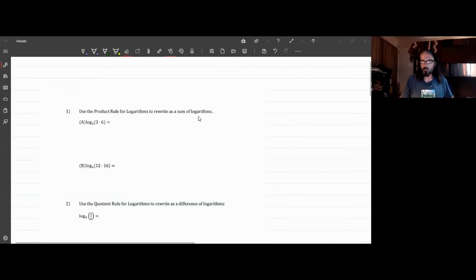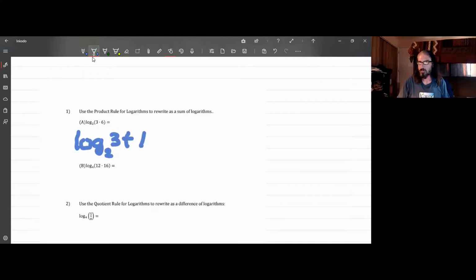This first one, with 2 parts, we're supposed to use the product rule for logarithms to rewrite as a sum of logarithms. So, on this first one, that would give us the log of 3 in base 2 plus the log of 6 in base 2. That's the answer that we're looking for.